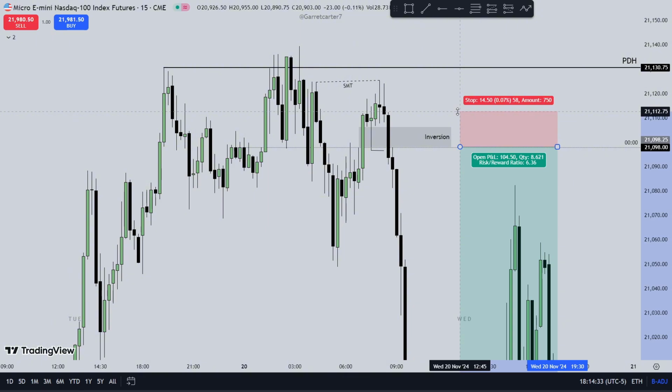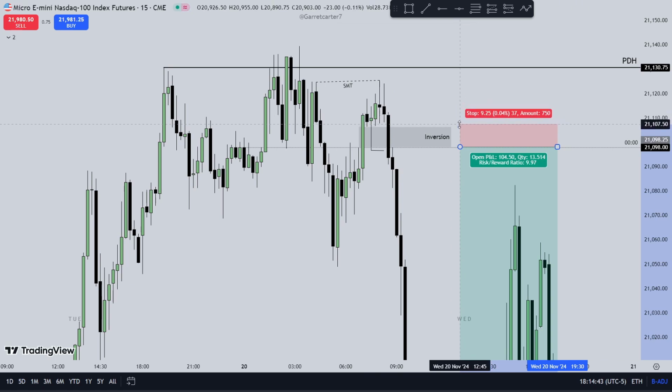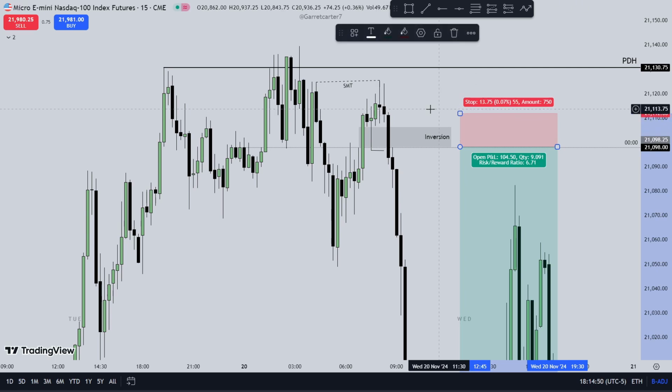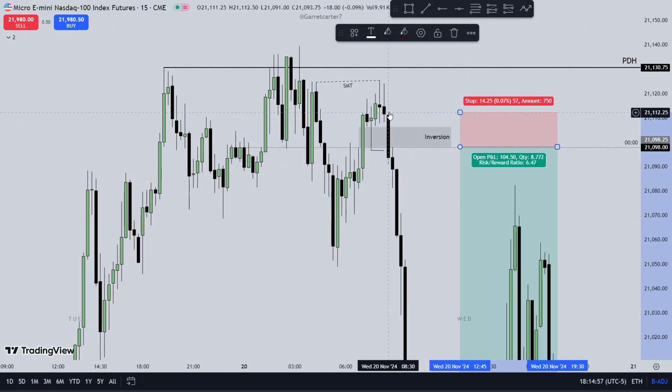You would set your stop loss just above this candle's high, or if you wanted an even tighter stop, you could go just above the inversion. In this example, you can see that's only a 9-point stop, and if you put your stop here, that would only be 14 points. So I would put my stop in this example above this candle's high. It's a little bit more safe than just using the inversion.